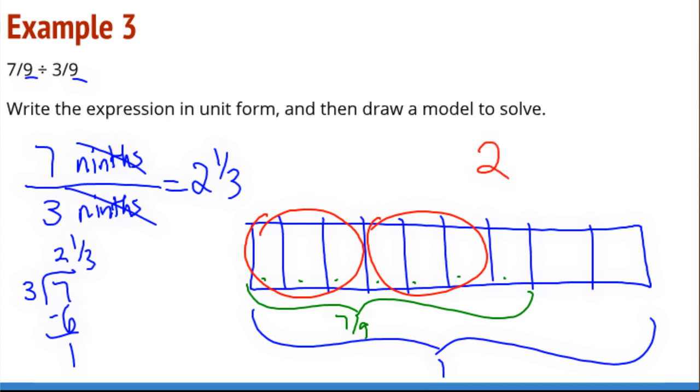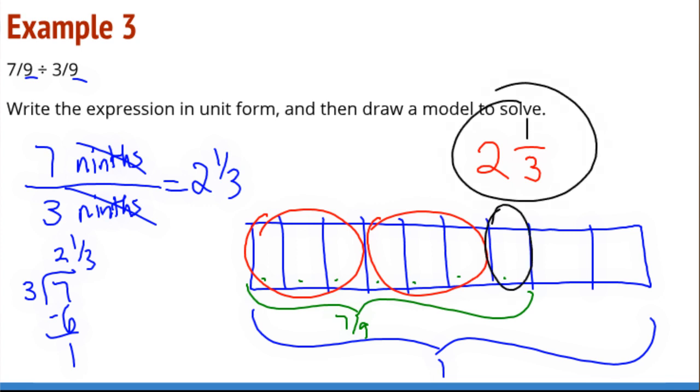And I need to ask myself the question, how much of another group of 3 do I have? I'm making groups of 3. So my denominator is 3. And I have 1 piece left over. So I have 2 1/3.